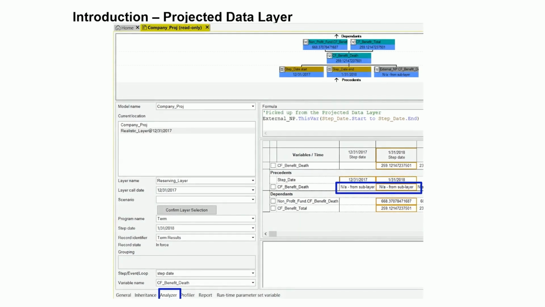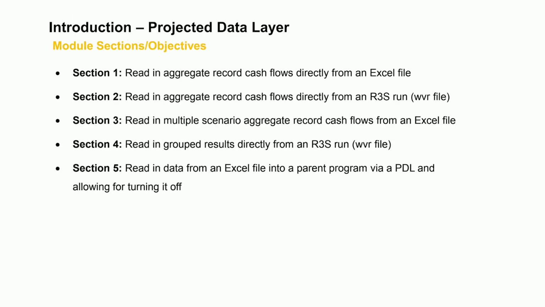It is not possible to see variables from a projected data layer in the analyzer because of the potentially complex one-to-many relationship between a record in a projection layer and the many corresponding records that may exist in the projected data layer. In this module, there are 5 sections.